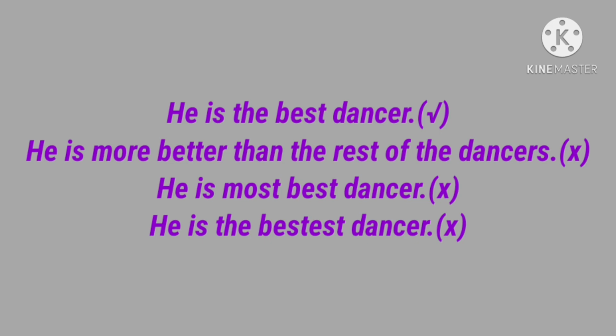Next, he is the most best dancer. This is also wrong. Why? Most and best are both superlative forms, so we should not use double superlatives with a noun. Next, he is the bestest dancer. That is also wrong, because bestest is not a word in English grammar. So which is correct? He is the best dancer is the correct answer.